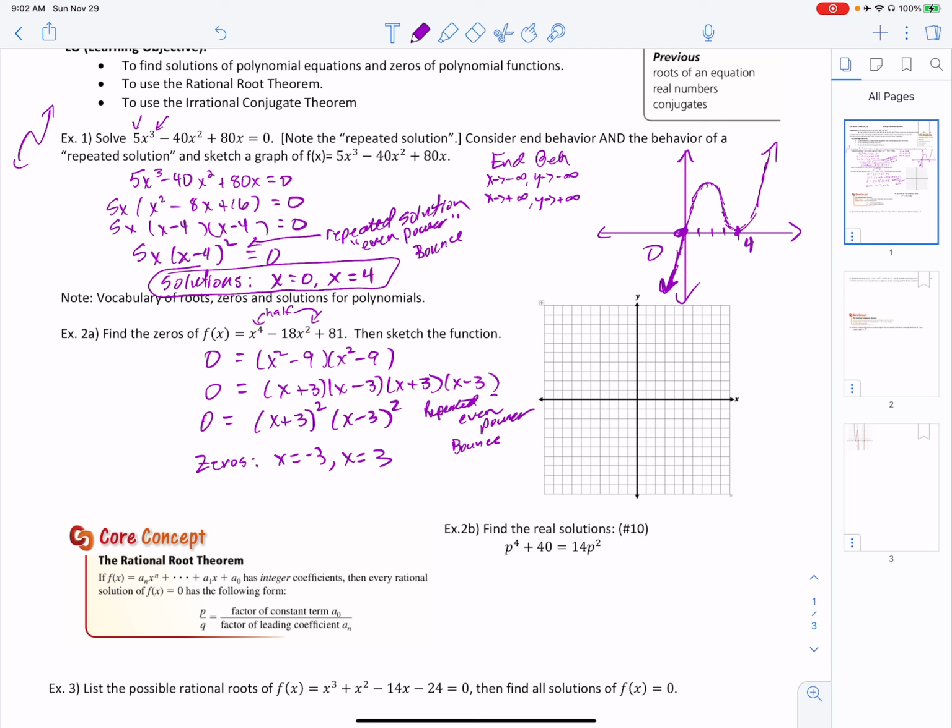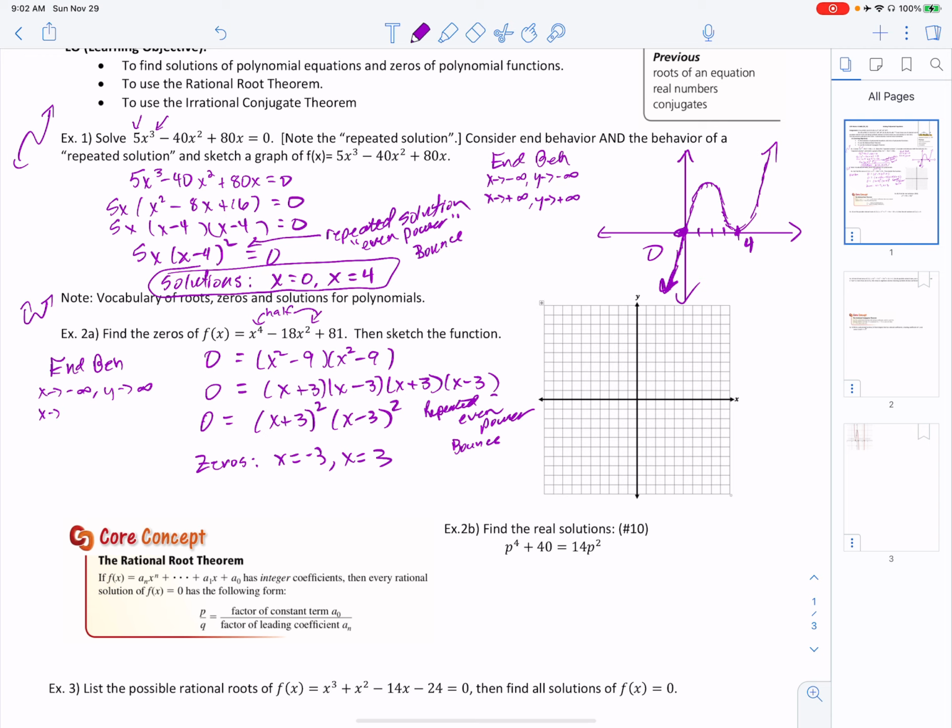And for end behavior, since it's x to the fourth, but it's a +1 as a coefficient for that, we expect both ends to go up to positive infinity. So both as x goes to -infinity, y goes to positive infinity.